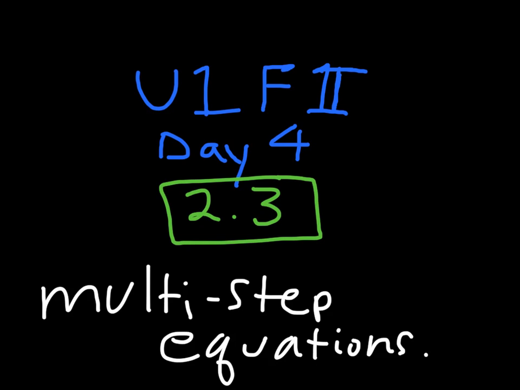Okay, this is Unit 1, Formative 2, Day 4. This is 2.3 in your book, and we're doing multi-step equations. Just like before where we have other steps, we're going to have more than 2. We've done 1 and 2 steps, this will be more than 2.